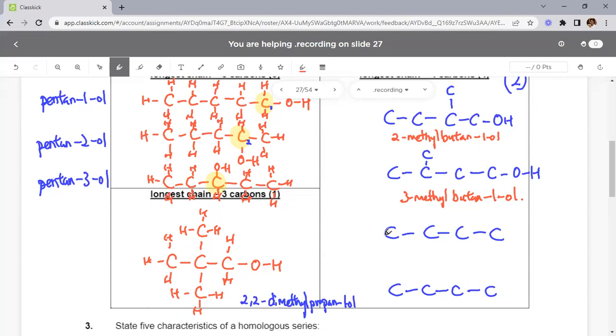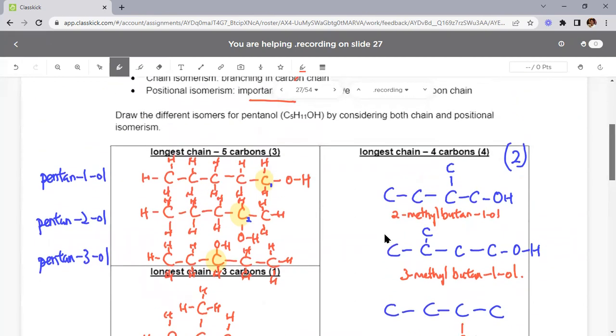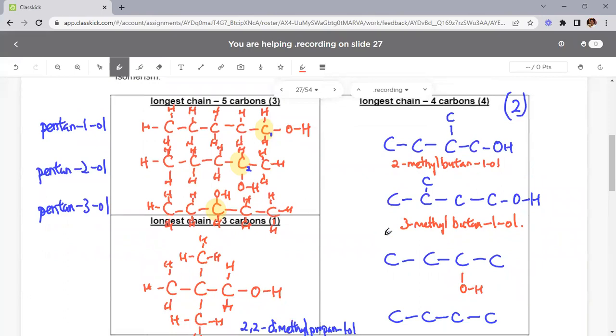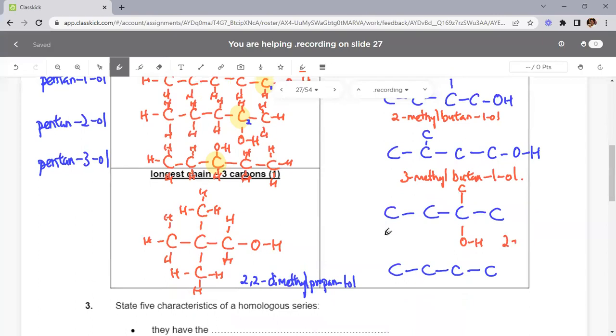Now, since my OH is on the first carbon, I put my OH at the second carbon. So I'm doing positional isomerism now. The first two are about structure, chain isomerism, where we look at the branching. For this one over here, what we're looking at is positional isomerism of the functional group. So I'm going to put the OH group on the second carbon, and the carbon on the second carbon as well. So this is known as 2-methyl butan-2-ol.